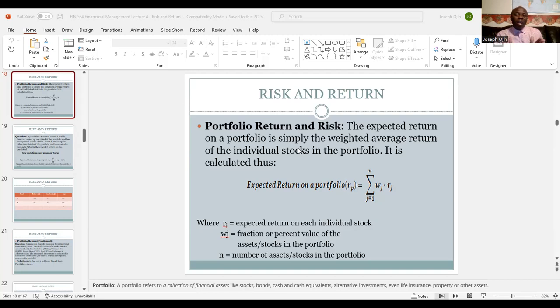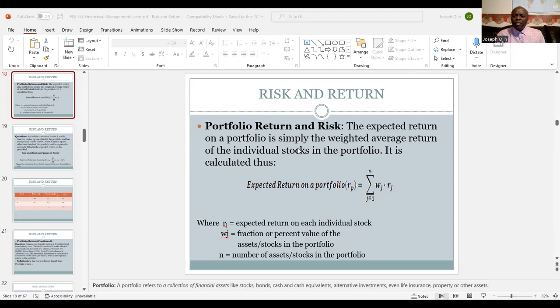So the weighted average means the average when you factor in the weight. When I say weight here, I mean the percentage of the individual assets in the portfolio. That's what weight means. I will give you an example here.